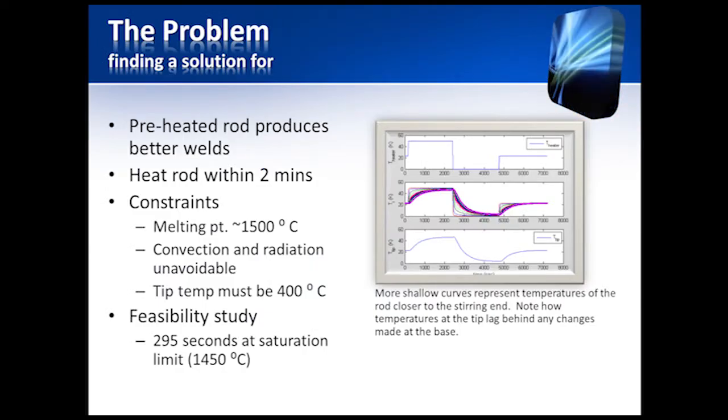And we studied how to optimize the process by heating the stir rod prior to plunging so that the weld is of higher quality and it also reduces the startup time. The problem we were asked to find a solution to was if we could heat the top of the rod and within 2 minutes have the bottom of the rod that will be plunged be at a temperature of 400 degrees C. We used a low carbon steel rod and it melted around 1500 degrees Celsius, but it also lost temperature as we were heating it on the bottom of the rod due to convection and radiation.